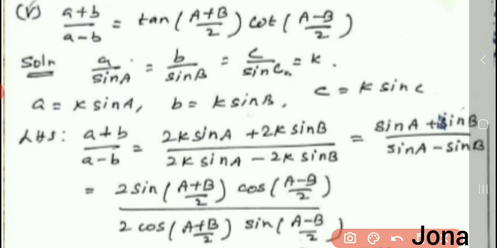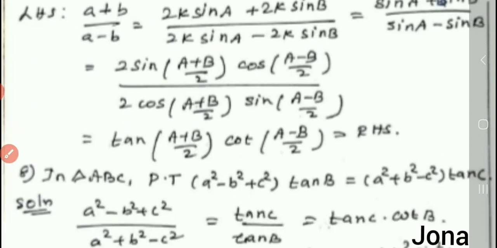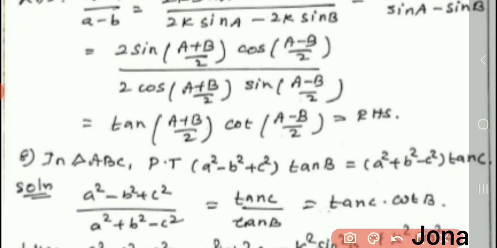Okay, and then this sin a plus sin b, that is in the form of sin c plus sin d. We can have the formula sin c plus sin d is nothing but 2 sin of a plus b by 2 into cos of a minus b by 2. Likewise, at the denominator also sin c minus sin d. That formula is 2 cos of a plus b by 2 into sin of a minus b by 2.